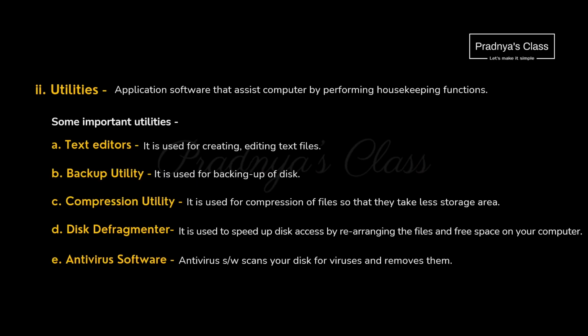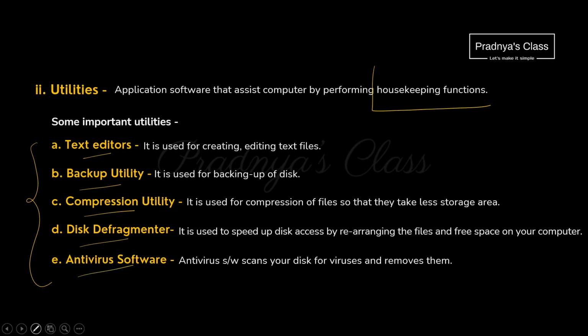Alright, let's move ahead to the second one, that is utilities. These are the software used for housekeeping functions. Housekeeping means for the well functioning of the computer systems. Here are some of the names of utilities. Text editor, we know that we use a text editor for writing text. Backup utility for taking backup. Compression for compression of files. We compress the file so that it will take less storage area. We have disk defragmenter. It is used for arranging the files. And here is one more utility, antivirus software, which will take care of the viruses. So utilities are the software which are responsible for the smooth functioning of the computer.